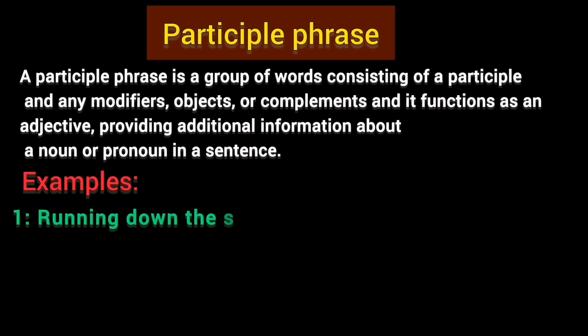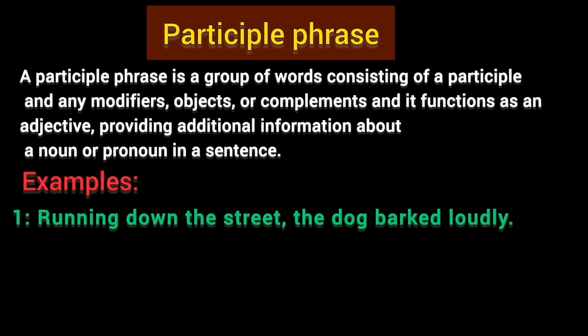Running down the street, the dog barked loudly. Observe this example, here the participle phrase is, running down the street. Actually, it is a verbal phrase because it starts with a verb, and it is a group of words. You should also learn that this group of words functions as a single part of speech. Simply, it plays the role of an adjective because it modifies the noun phrase, the dog. I hope you are getting the point. If not, just look at another example.